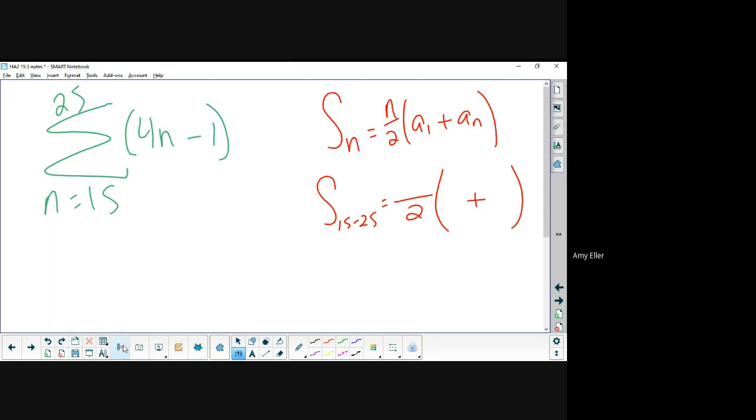So you're looking for three numbers for this formula. How many terms you're adding? If you subtract 25 minus 15, you get 10. Always add 1. So 11 terms are going to be added up. If you have to, use your fingers and count 15, 16, 17, 18, 19, 20, 21, 22, 23, 24.